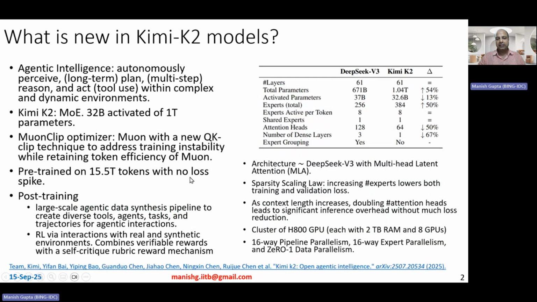Hi, my name is Manish Gupta, and in this video, I'm going to talk about the Kimi K2 model, which has been very recently launched. So what's new about the Kimi K2 models? Why are we talking about them?